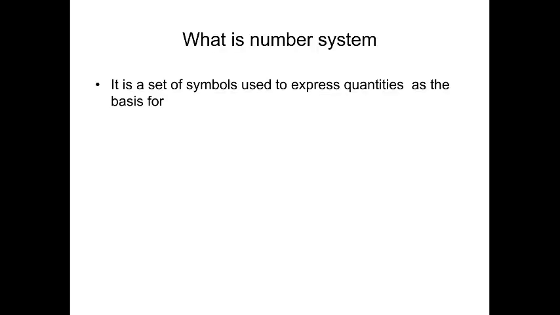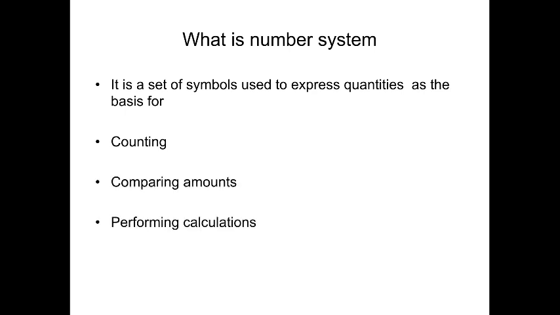So now, what is a number system? It is a set of symbols used to express quantities as the basis for counting, comparing amounts, performing calculations and representing values. The number system is nothing but the set of symbols we use to express quantities. For example, if you want to count something, you need to mention some quantity, how many counts there are, and if you want to compare two things, even there you need some quantities. So to express those we require this number system.